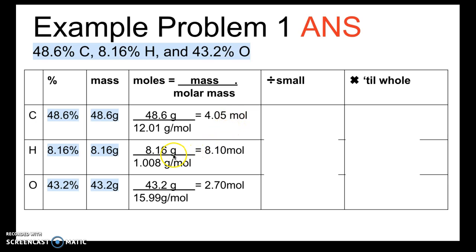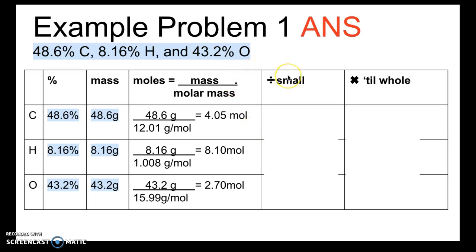I do the same thing for hydrogen, the 8.16 grams of hydrogen divided by its atomic mass, and I get its moles, and I do the same thing for oxygen as well. So now I have three different moles here, one for carbon, one for hydrogen, one for oxygen.